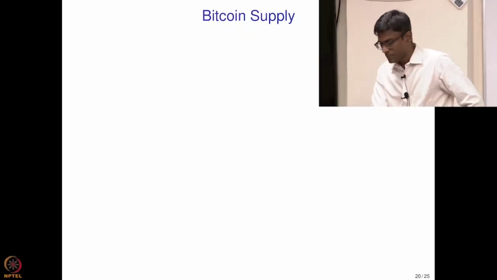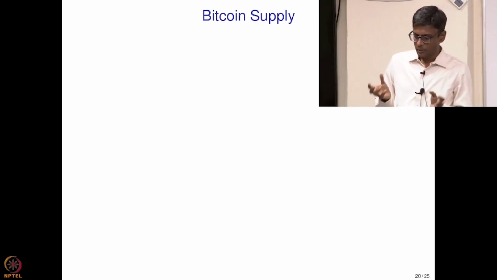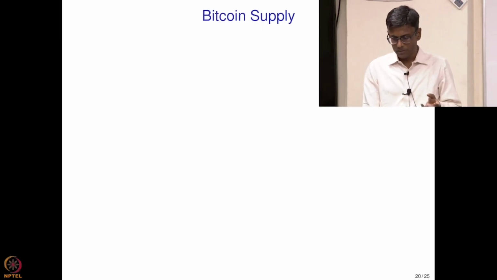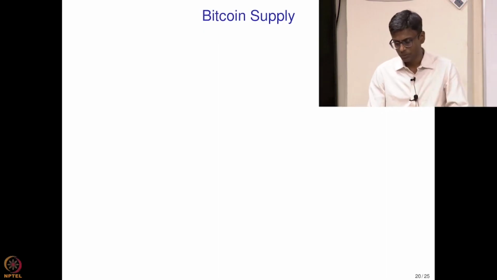So another thing we said about Bitcoin was the currency supply. In a decentralized system, how do you limit the supply? The main way it is limited is that the number of Bitcoins per block is fixed, following a specific schedule, and the interblock time is also adaptive to about 10 minutes.